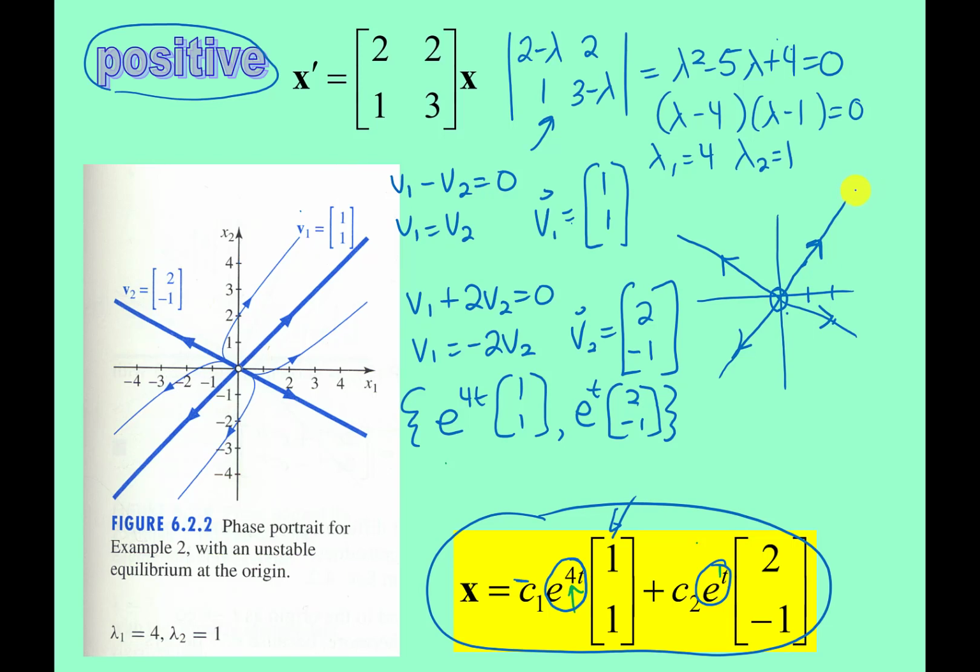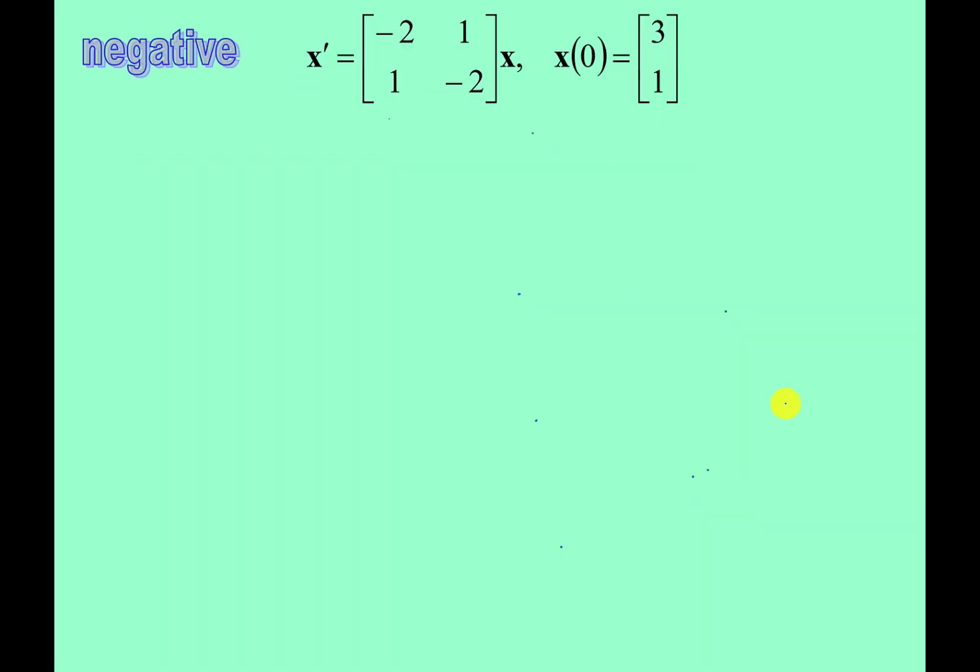This one corresponded to e to the 4t, so they ultimately want to go in the same direction as e to the 4t because it will dominate over e to the t. Okay, let's look at another example, and in this particular example we also have an initial value.